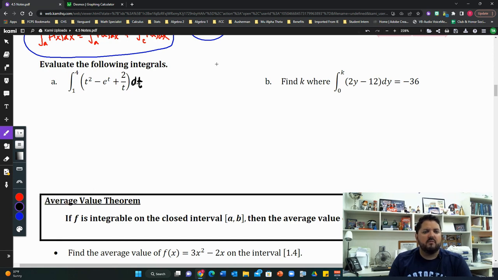So for this one, I want the area from 1 to 4 of the function t squared minus e to the t plus 2 over t dt.